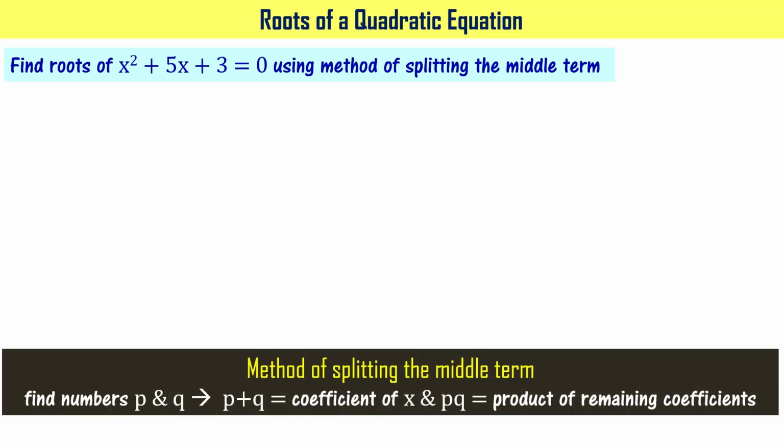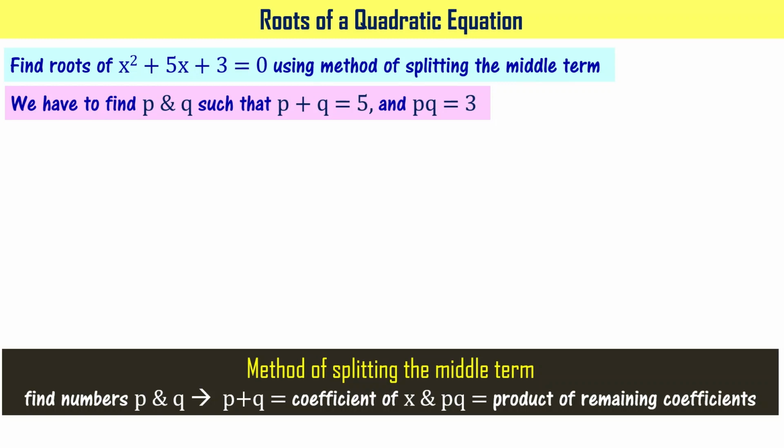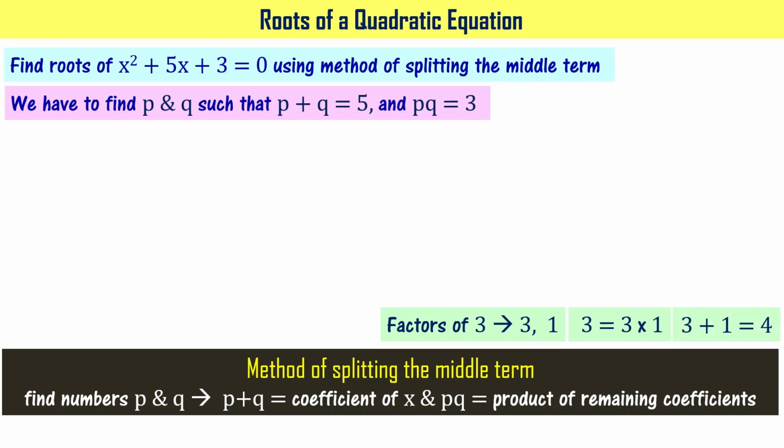We know that we have to find p and q, two numbers, such that p plus q is equal to 5 and pq equal to 3, right? We know that factors of 3 are just 3 and 1, right? So when you sum them, you get 4. So whatever you do, you don't get p plus q equal to 5. It means no integer factors of 3 satisfy the requirement of p plus q equal to 5.